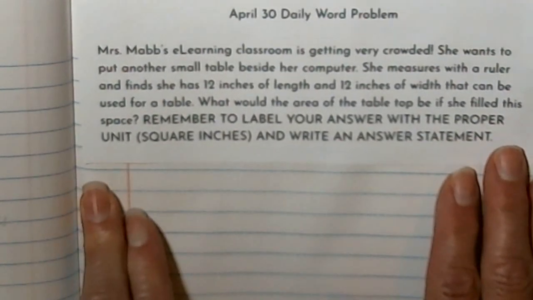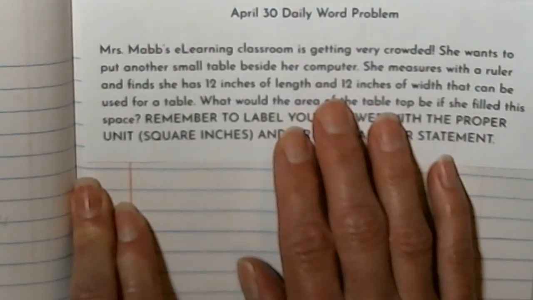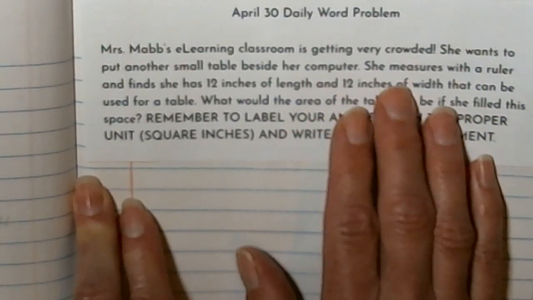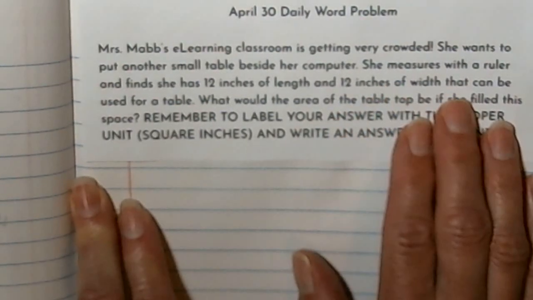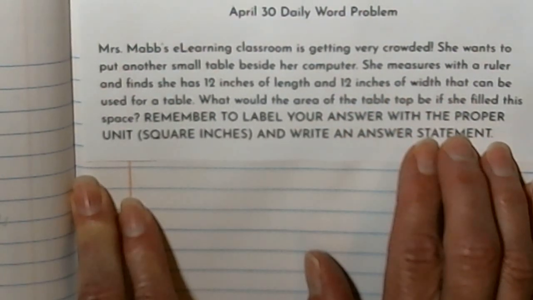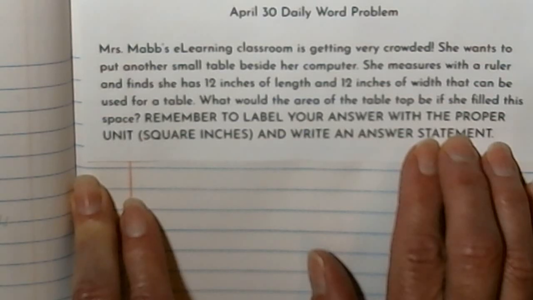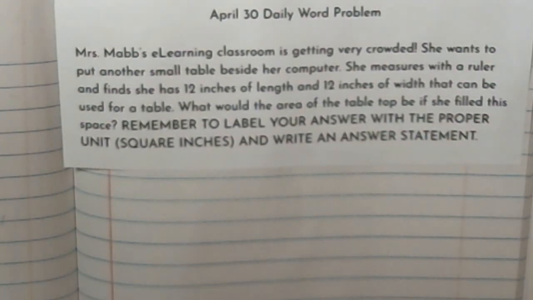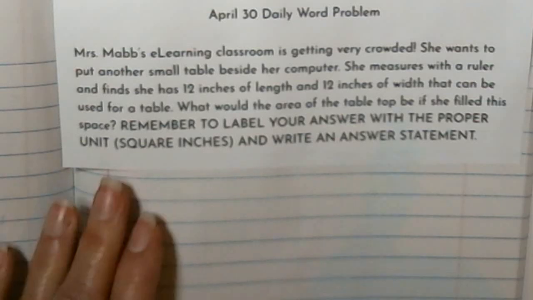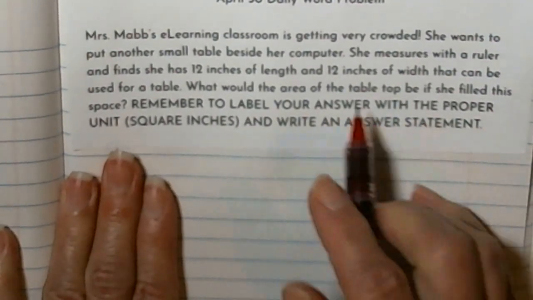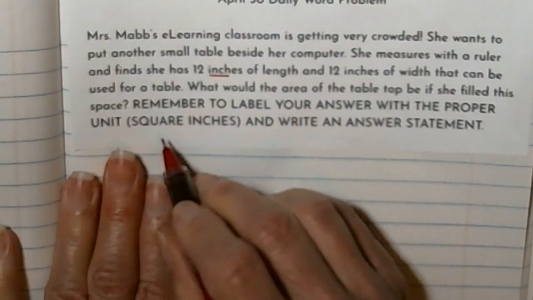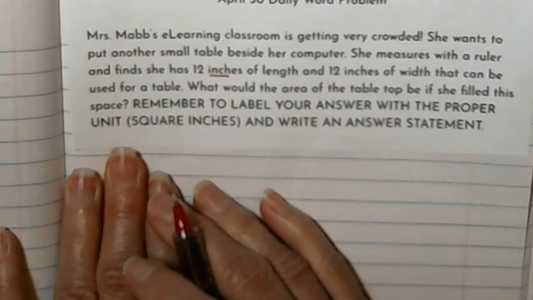Okay, so this is another area or perimeter problem, and it says Mrs. Mabb's e-learning classroom is getting very crowded, and that is the truth. She wants to put another small table beside her computer. She measures with a ruler and finds she has 12 inches of length and 12 inches of width that can be used for a table. What would the area of the tabletop be if she filled this space? Remember to label your answer with a proper unit, which for area, and this is talking about inches, would be square inches, and write an answer statement.